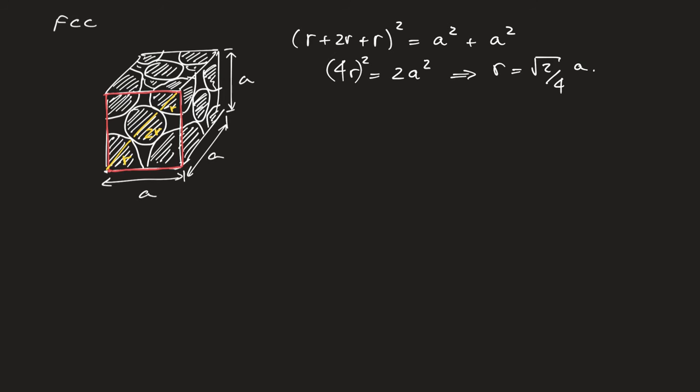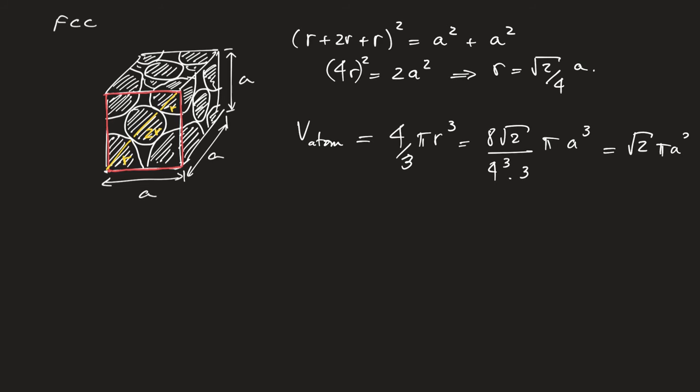And we can solve for R and get R equals square root of 2 over 4 A. So the volume of one atom, we can consider that an atom is a hard sphere, is going to be 4 over 3 pi r to the power of 3, and it gives us 8 square root of 2 over 4 to the power of 3 times 3 pi a to the power of 3, right? And we can go even further and simplify it a little bit more to give us pi a to the power of 3 over 4 times 3.